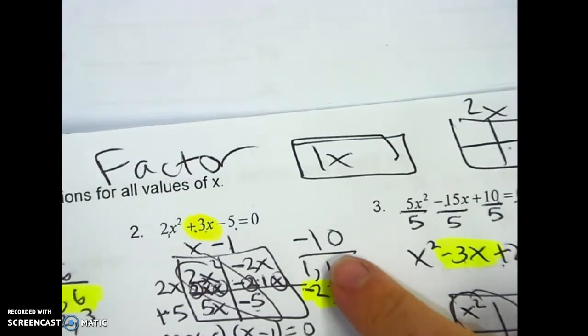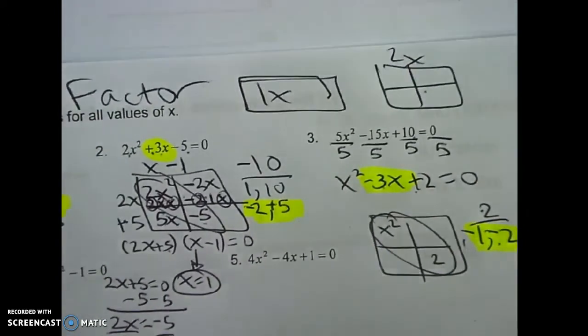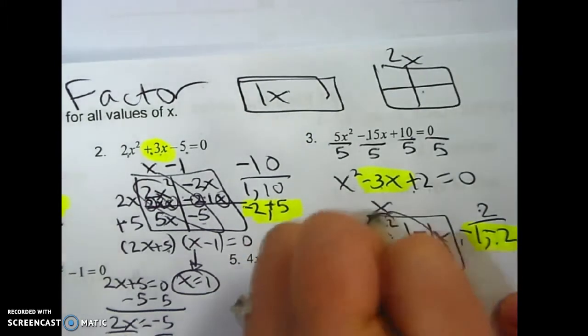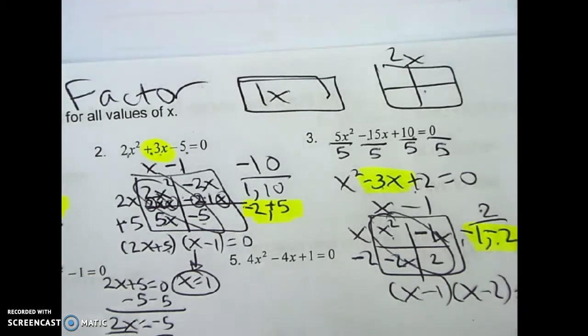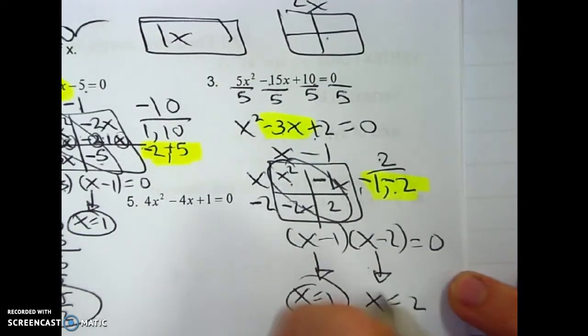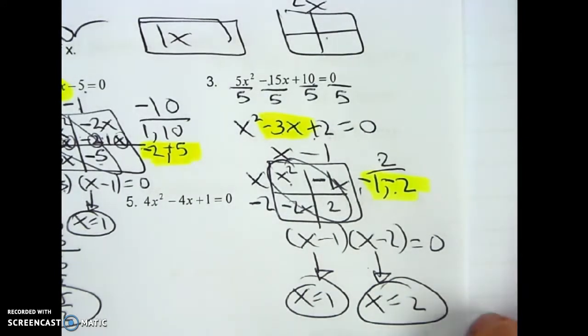If this is negative, then only one of them is negative. So now I get my two numbers, negative 1x, negative 2x, because it's just an x. x, negative 1, negative 2. x minus 1, x minus 2 equals 0. Set it equal to 0, x equals 1. Set it equal to 0, x equals 2. Two more, and then I'll let you get started.